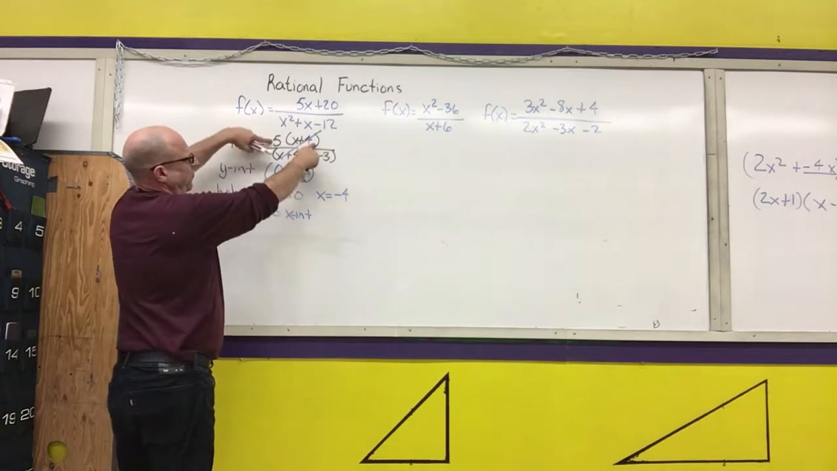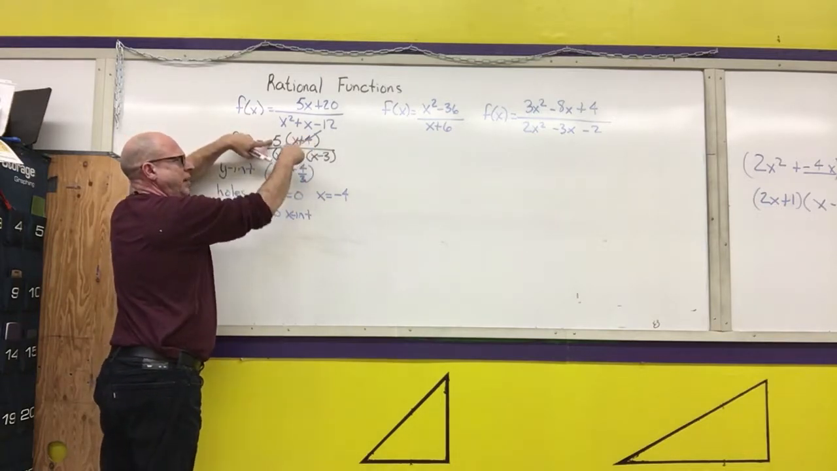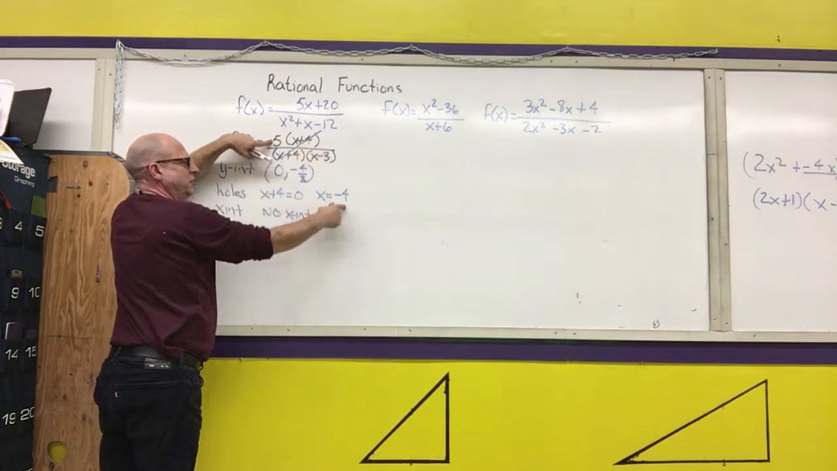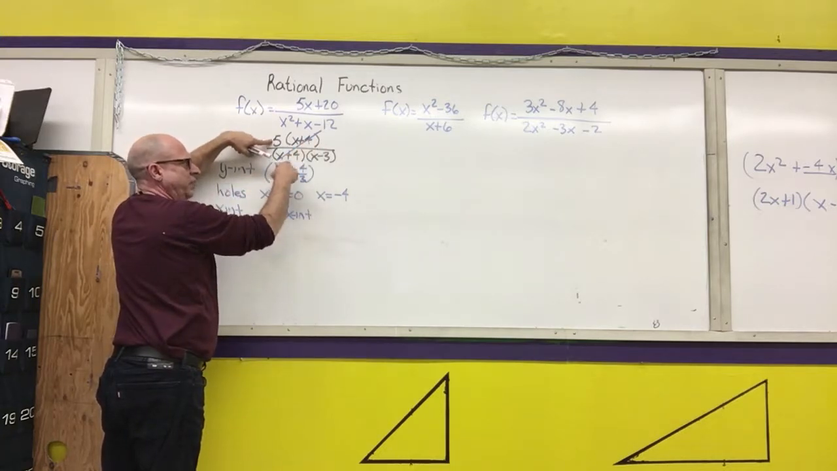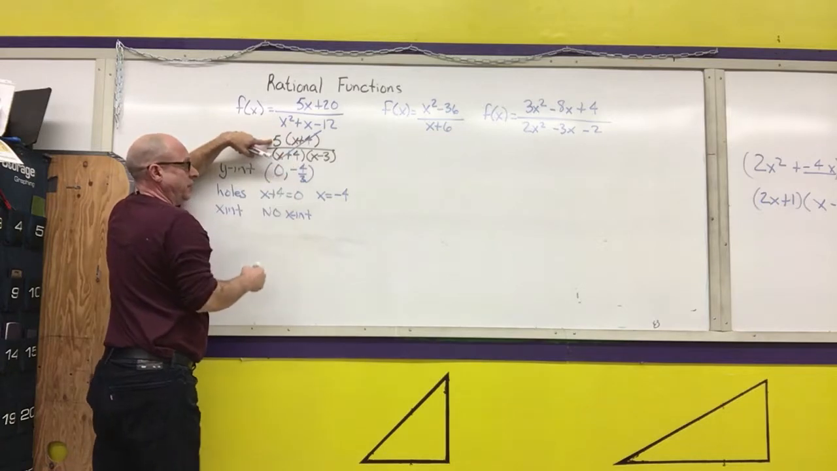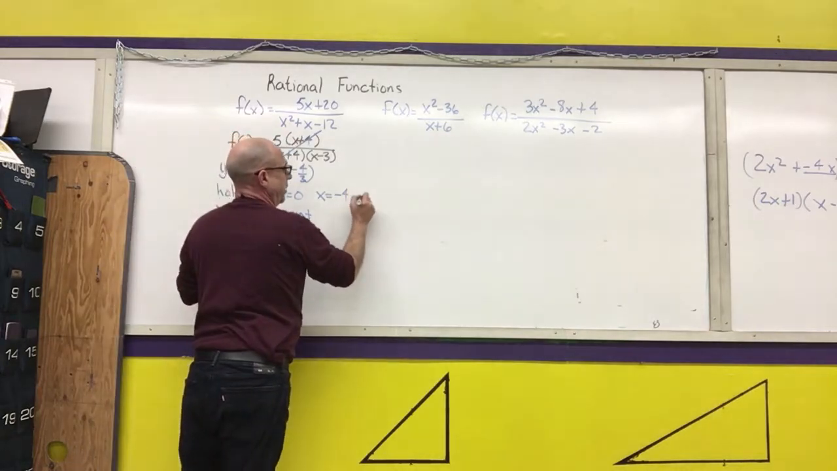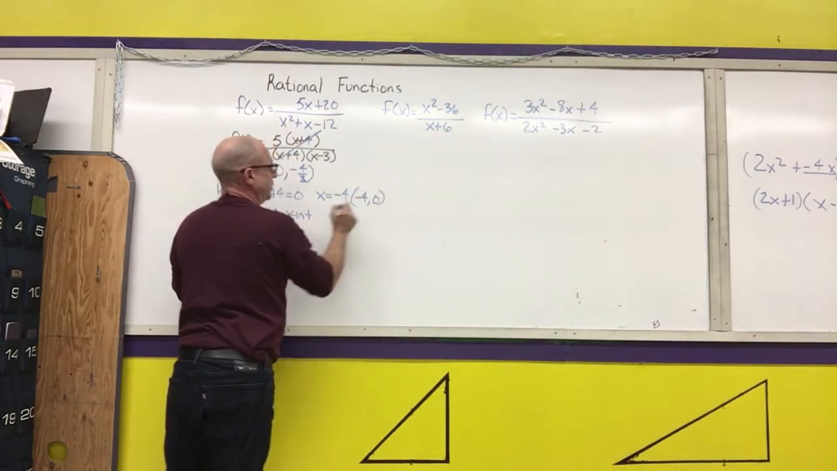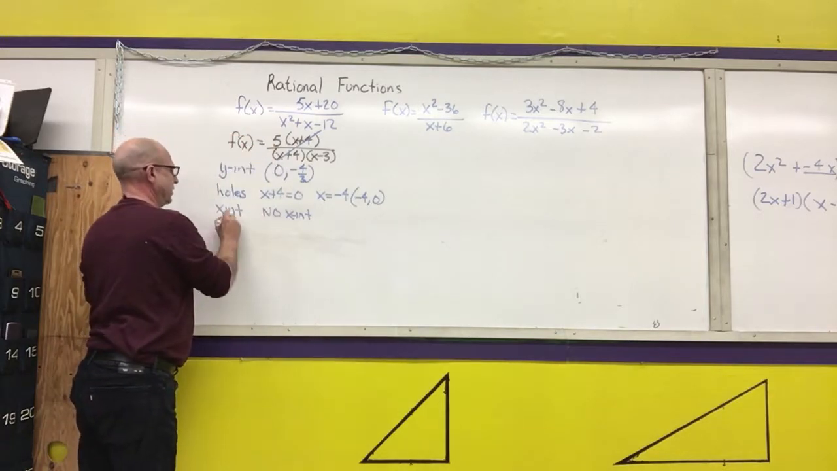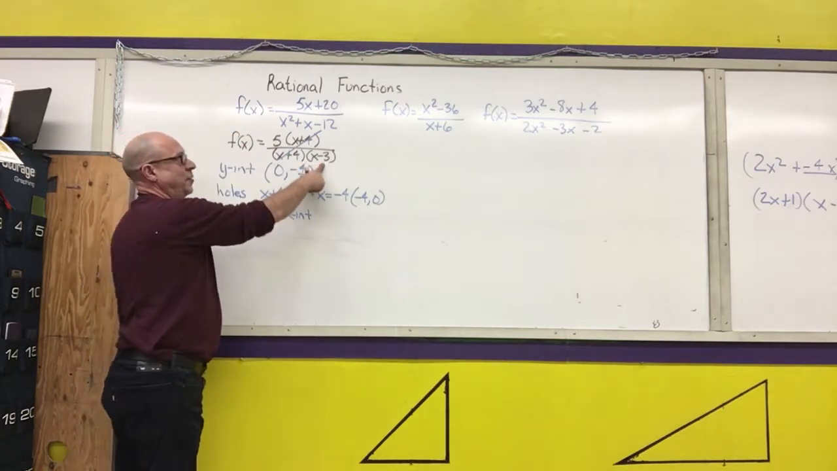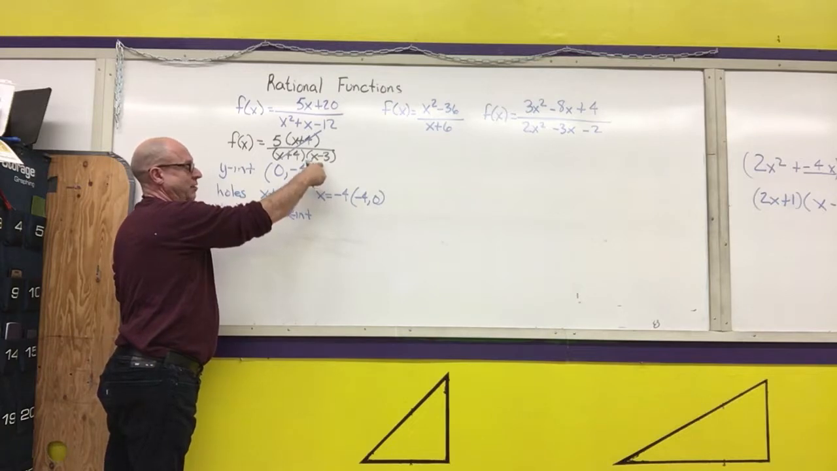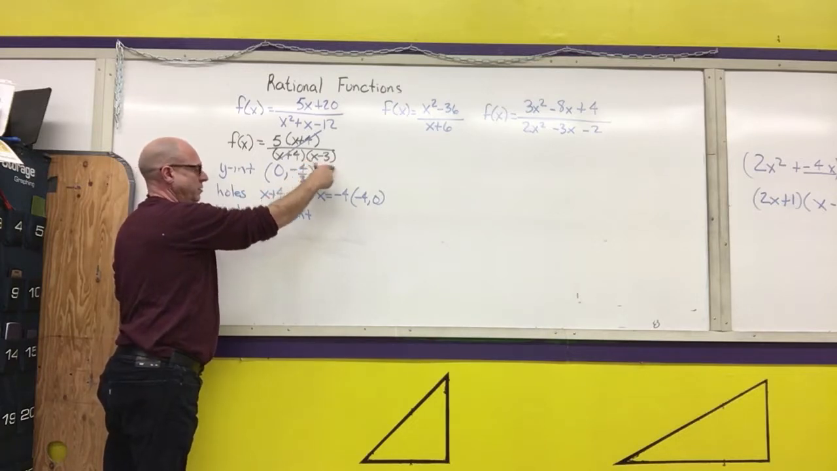Notice if you would have figured out where your x-intercepts were before factoring, you would say, hey, you have an x-intercept at negative 4. But notice you're not allowed to have x equal negative 4 because you'd end up dividing by 0. So we actually know that there is a hole at negative 4, 0. My vertical asymptotes are when the denominator is equal to 0. My denominator is equal to 0 when x is equal to 3.